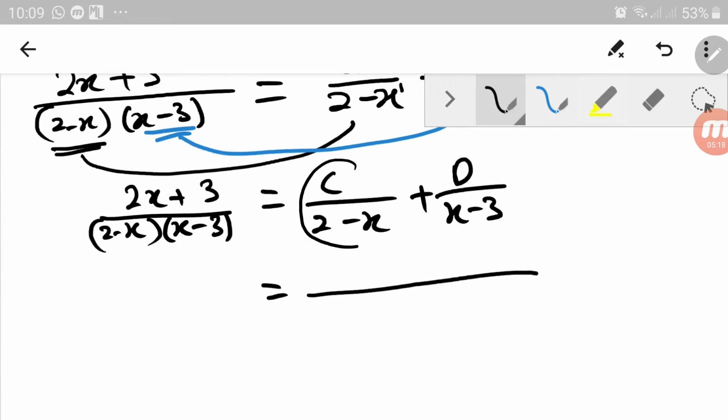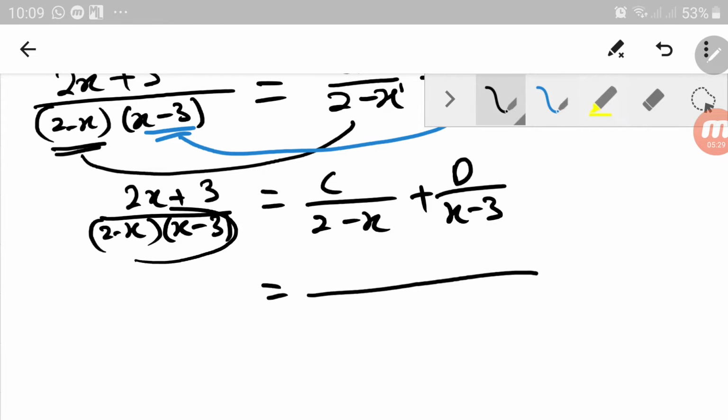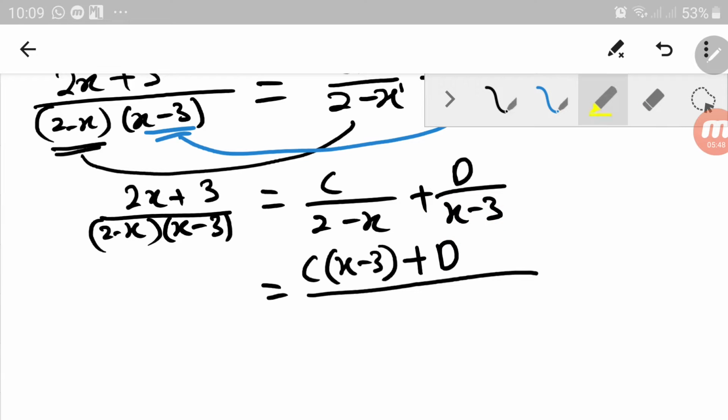In this fraction, C already has 2 - x down here. So we put the one that C doesn't have. Over here we must have 2 - x and x - 3. C already has 2 - x, so C doesn't have x - 3 yet, so we put them next to each other. And then plus, now D. D already has x - 3.